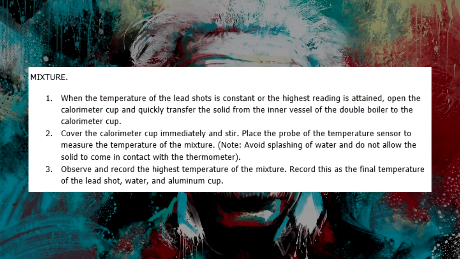Mixture. 1. When the temperature of the lead shots is constant or the highest reading is attained, open the calorimeter cup and quickly transfer the solid from the inner vessel of the double boiler to the calorimeter cup. 2. Cover the calorimeter cup immediately and stir. Place the probe of the temperature sensor to measure the temperature of the mixture. Note, avoid splashing of water and do not allow the solid to come in contact with the thermometer.